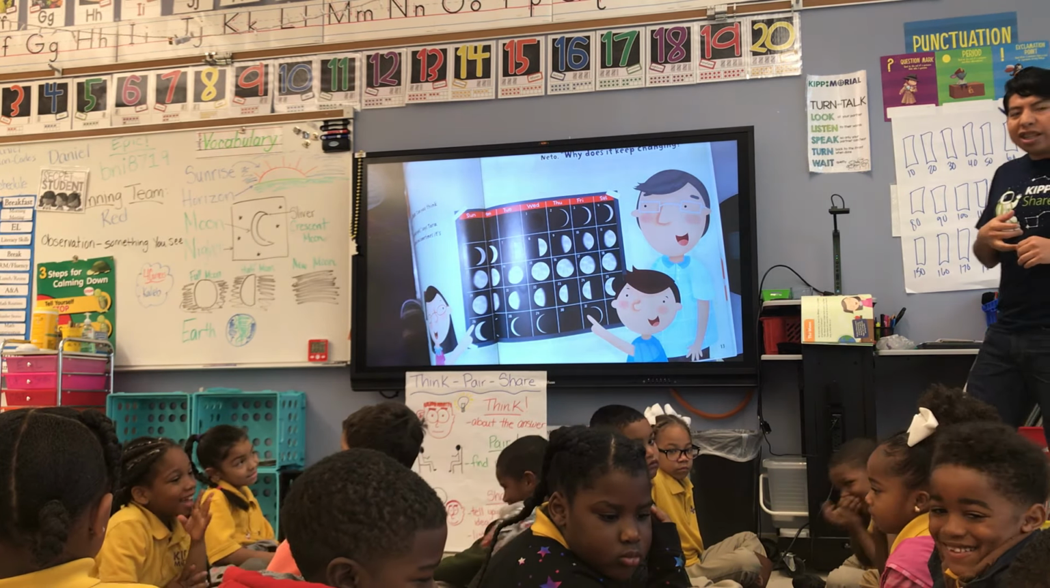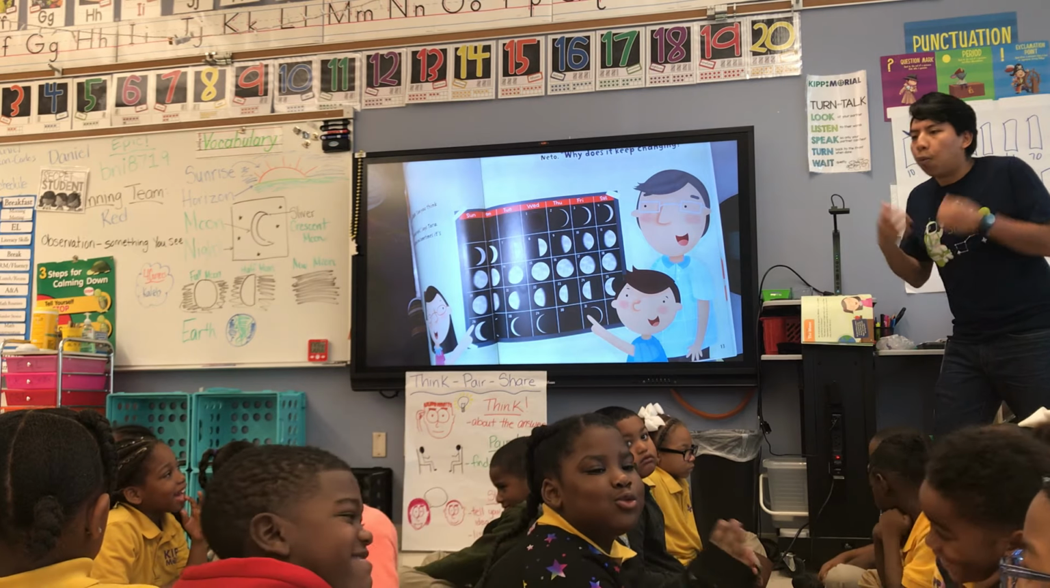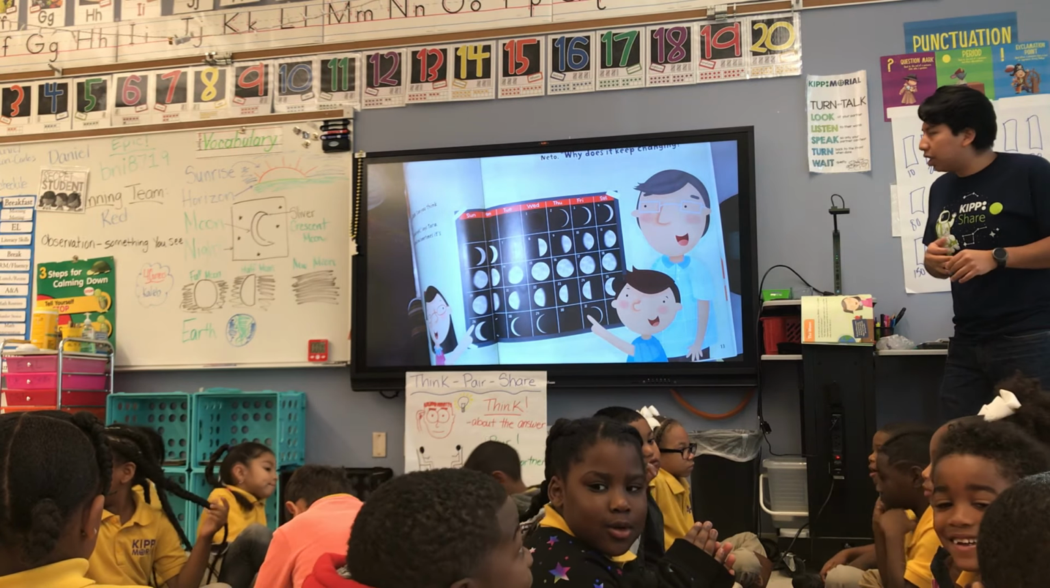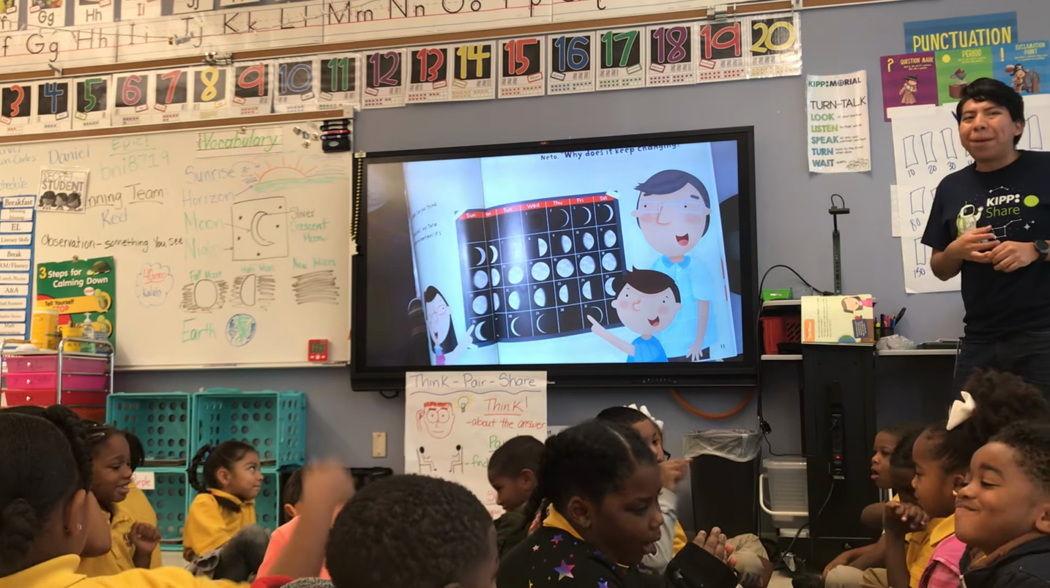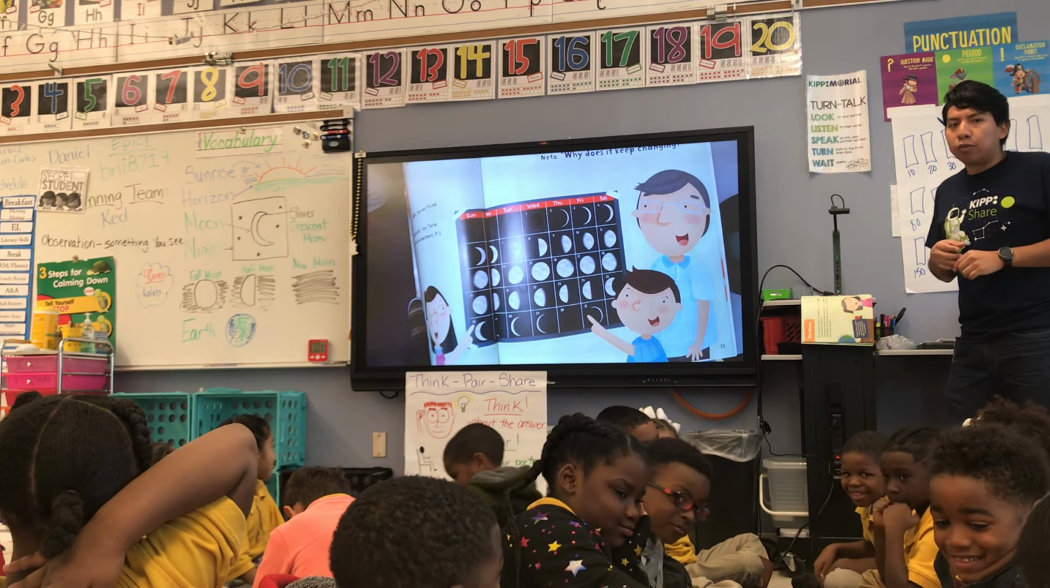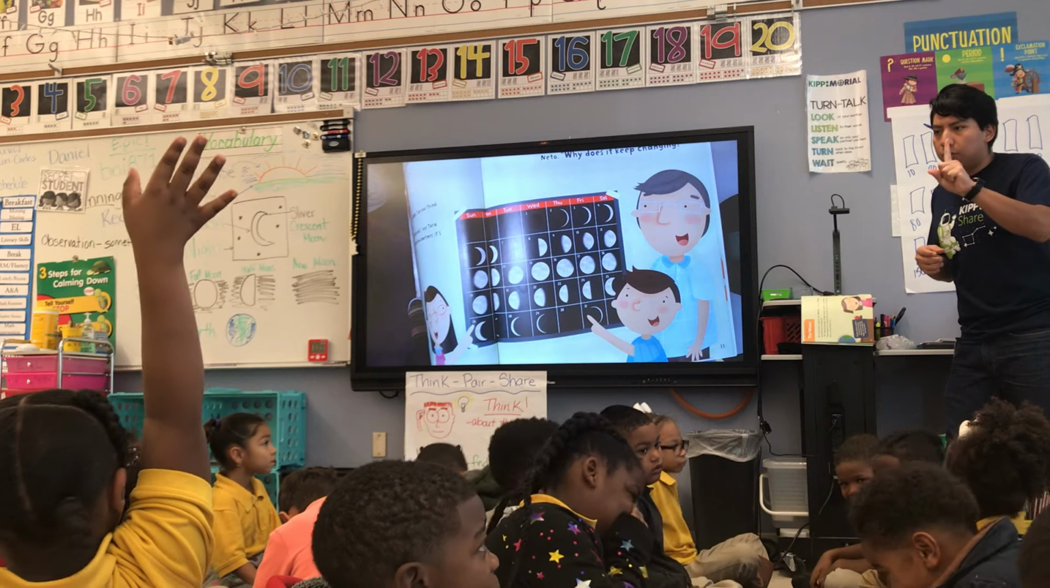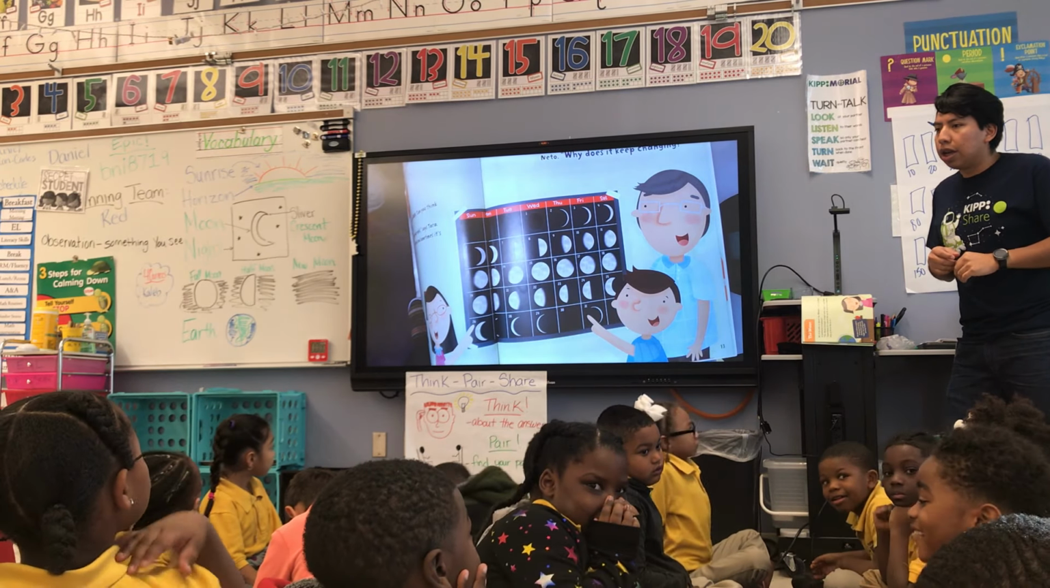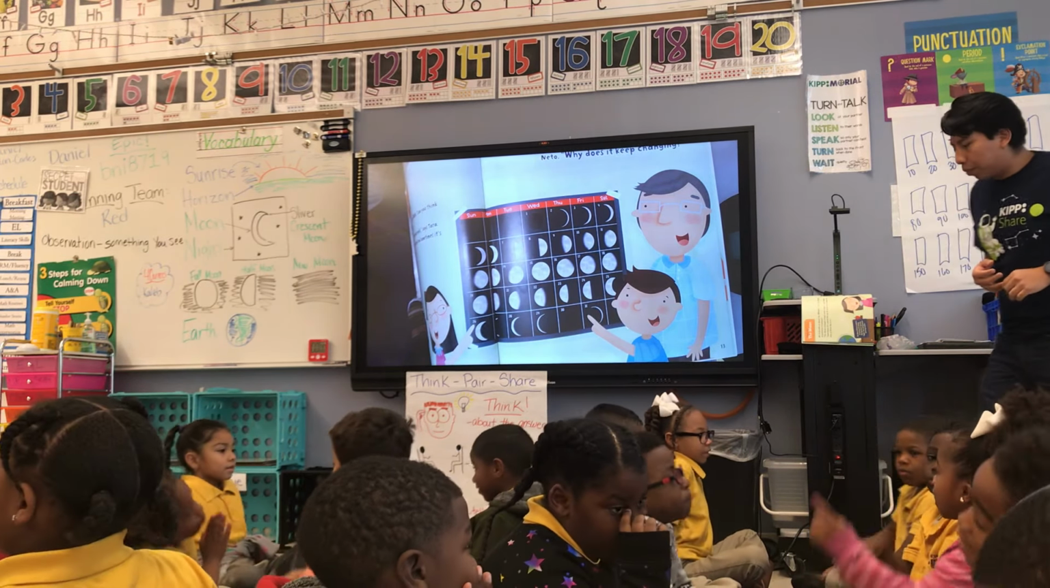Window partners, you're going to tell your partner what patterns you notice on this calendar. Give them at least one pattern that you notice. One pattern that you notice. Window friends, go ahead.